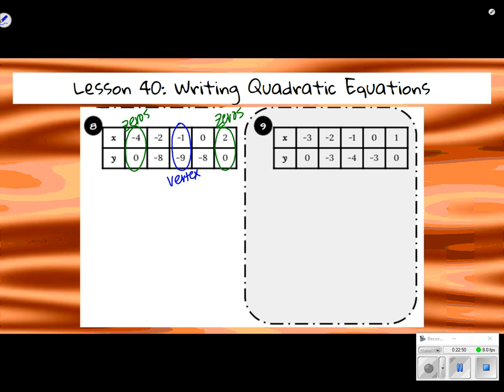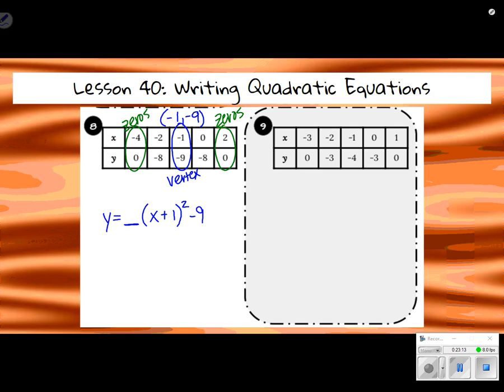So for the vertex form, we have negative 1 comma negative 9. So we have y equals, and then I'm going to leave my little blank there, x. Now when I deal with this negative 1, I'm going to change it to a plus 1 squared, and then, oops, it's supposed to be a minus 9 because it's a negative 9.